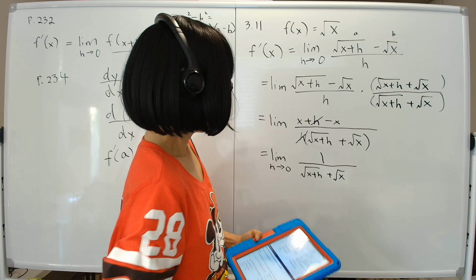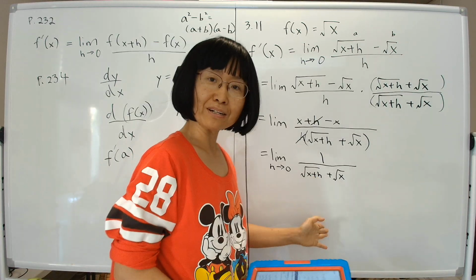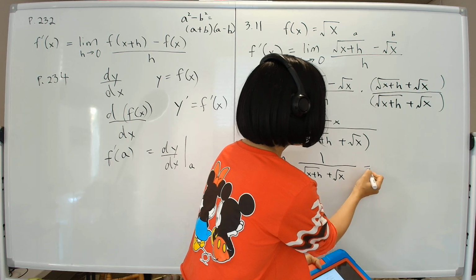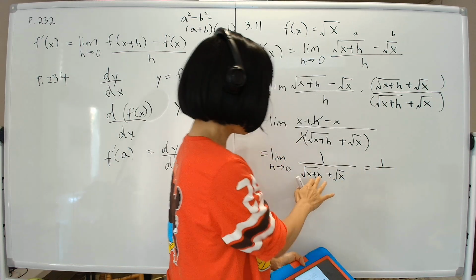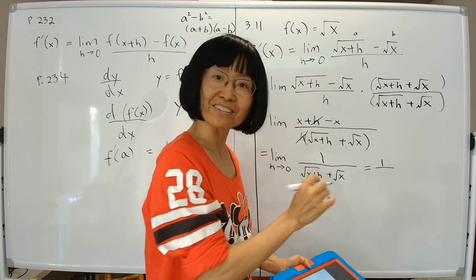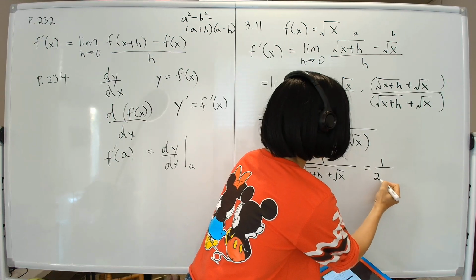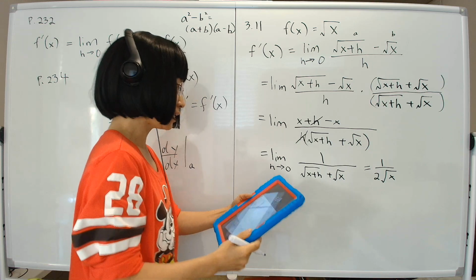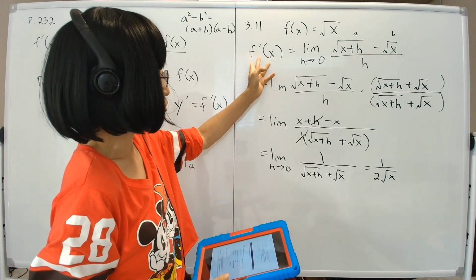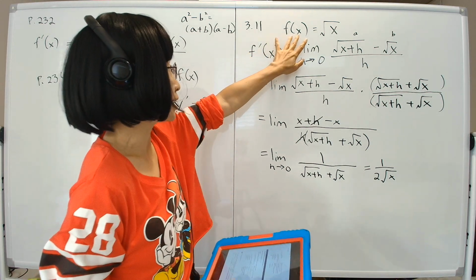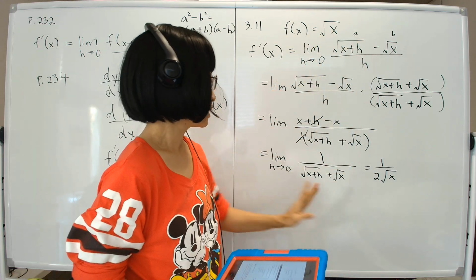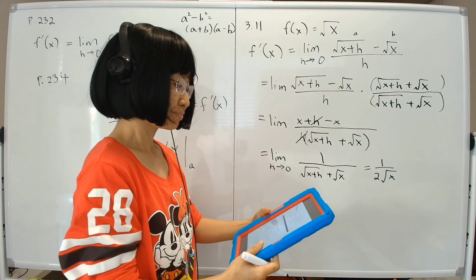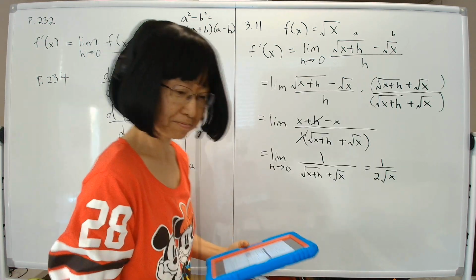And check this, h is going to 0, but now the denominator is not going to 0 anymore. And so that equals 1 over, h disappears, so you just have 2 times the square root of x left. So it's quite neat. You have a nice, neat, clean answer. And that is what we were looking for, the derivative of f of x. If f of x is the square root of x, then f prime of x is equal to this thing. And that is the answer.